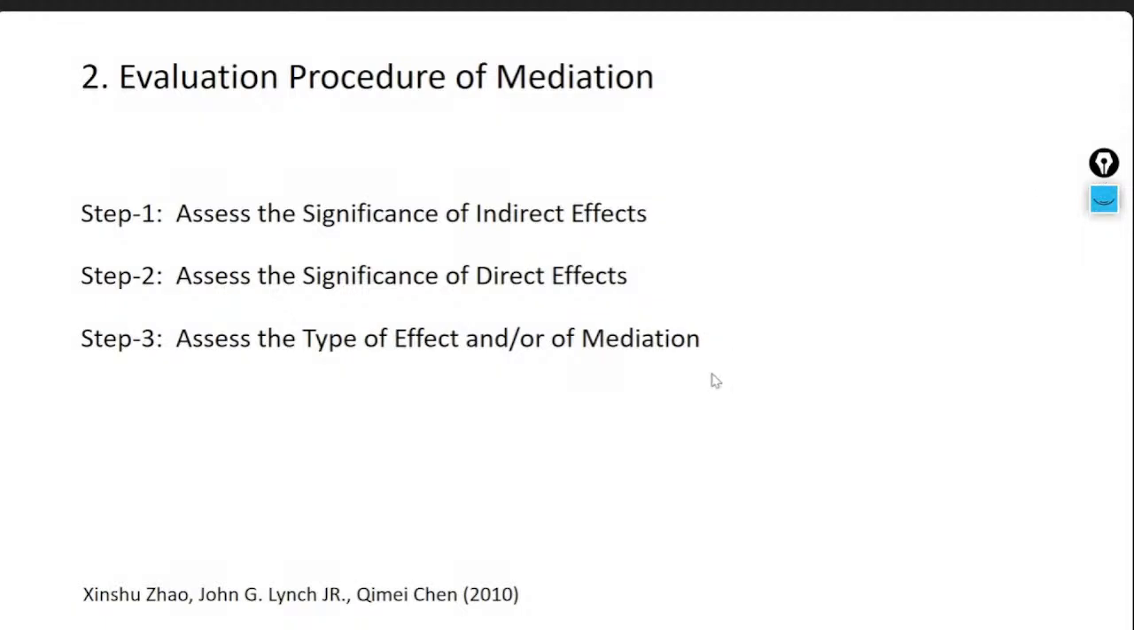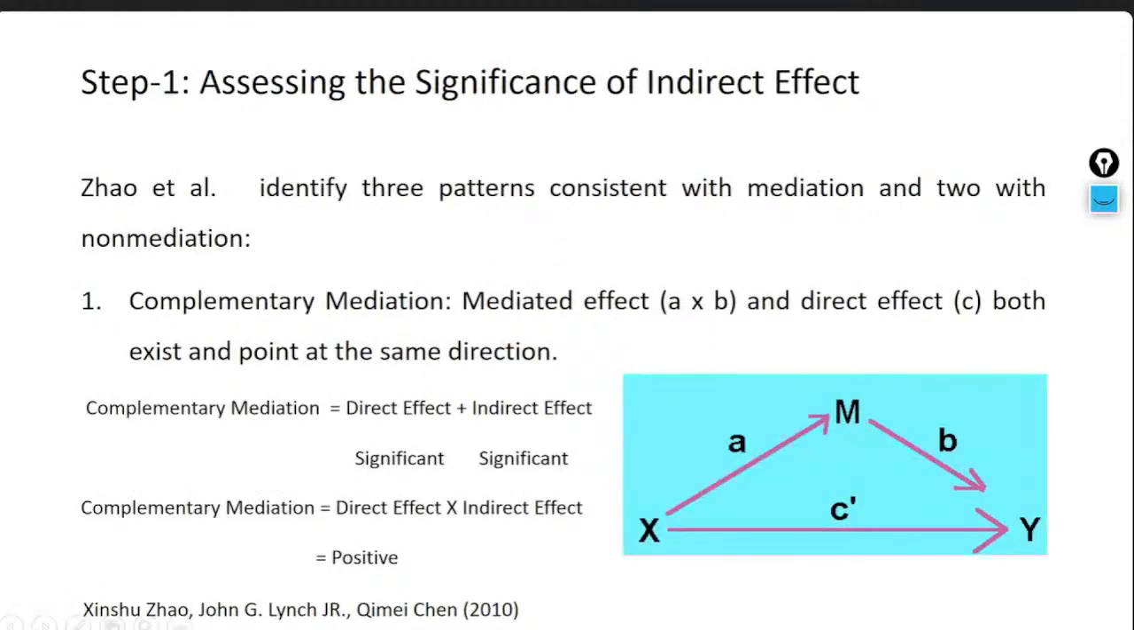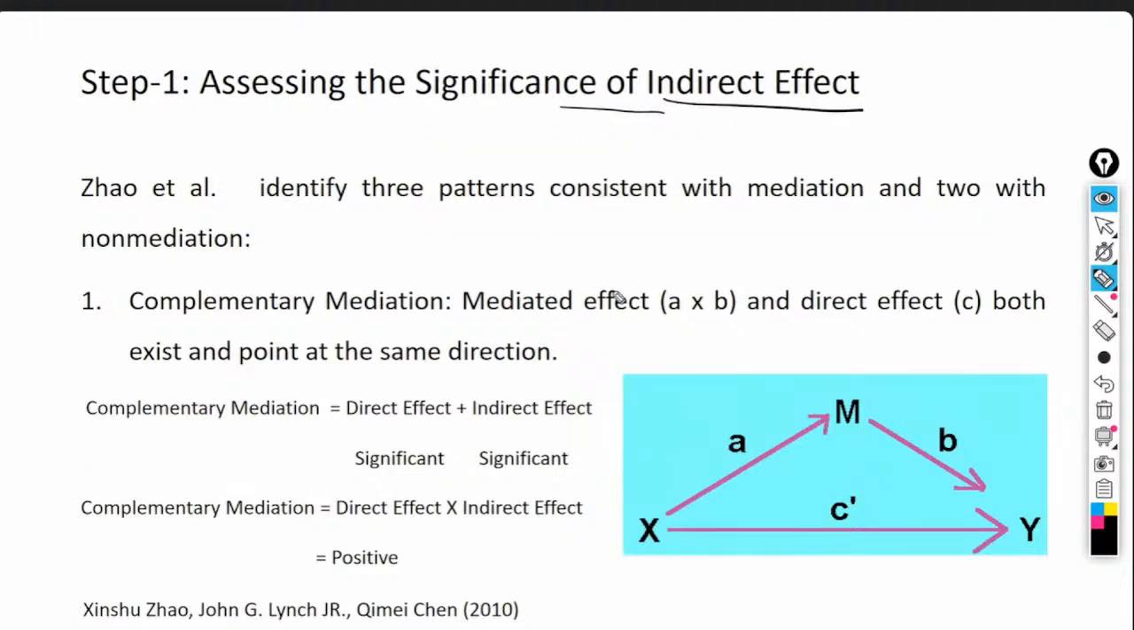Here we will not use the term partial mediation; we will use the terms complementary mediation, competitive mediation and direct only mediation. Now, there are 5 conditions. First of all, we will assess whether the indirect effect is significant or not. Indirect effect means this indirect effect.